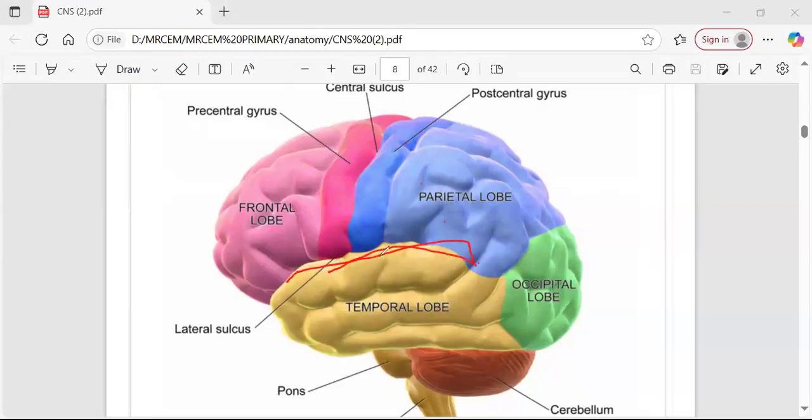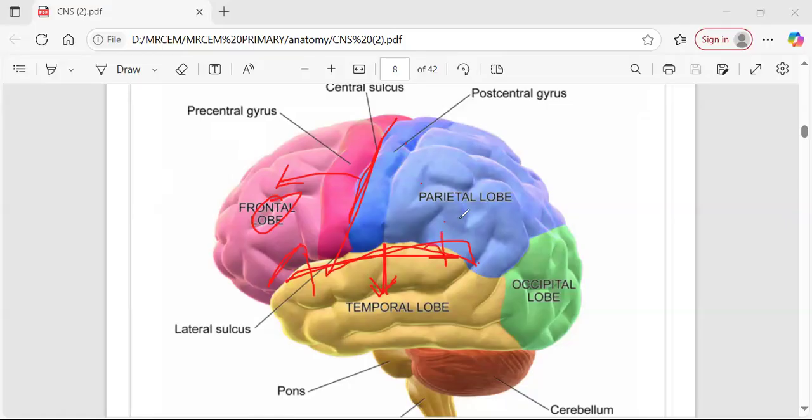That is the lateral sulcus. In the exam, they can ask about the location of the temporal lobe. That is inferior to the lateral sulcus. Always remember that. The other thing, there is the postcentral gyrus, and that is the central sulcus. The frontal lobe is anterior to the central sulcus or precentral gyrus, and superior to the lateral sulcus.